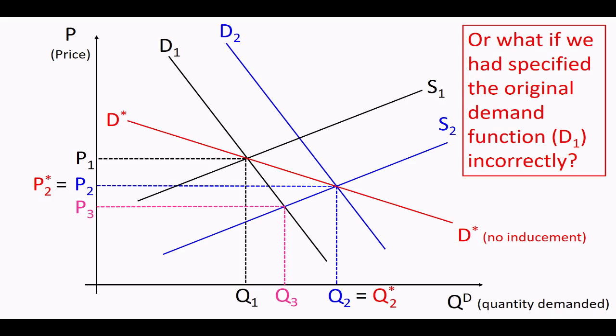Another argument is that it's incredibly difficult to construct demand curves, and we could have simply misspecified the original demand curve. If we assume it's D1, but it's actually D star, the increase in demand, the increase in quantity and reduction in price is exactly consistent with what we observe, and there's no inducement at all. We've just simply misspecified the demand curve.